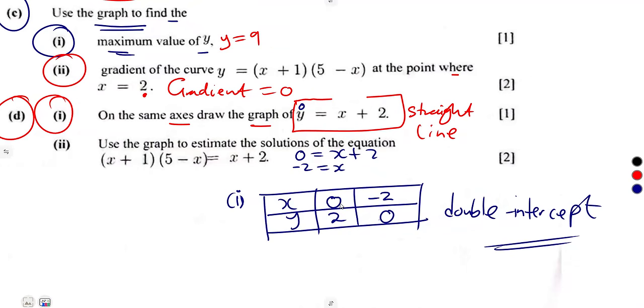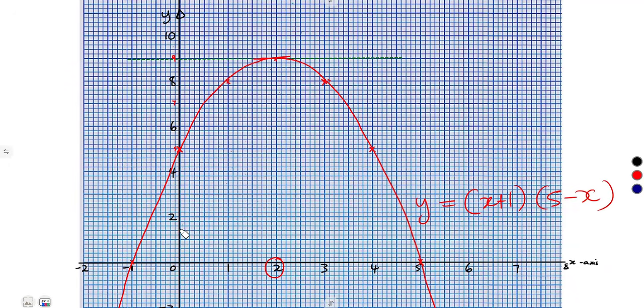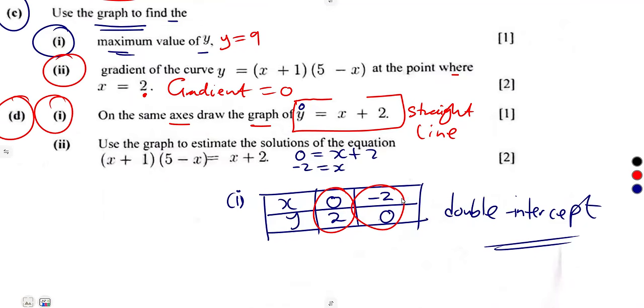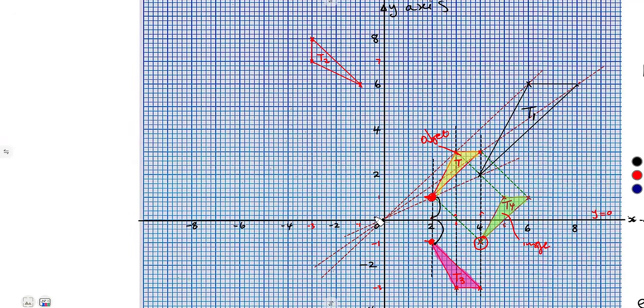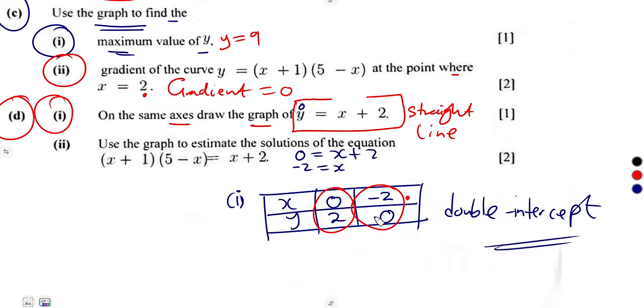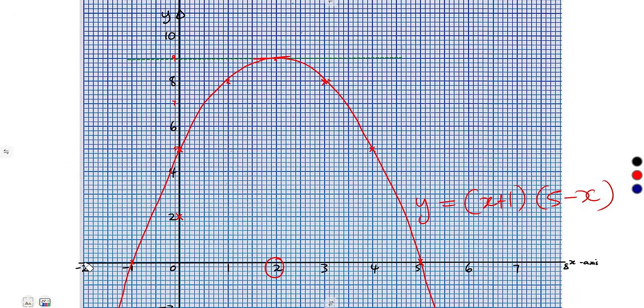But double intercept is just this condition. When x is 0, you find the value of y. When y is 0, you find the value of what? X. So mark these points: 0, 2, that's 0, 2 here on the y-axis. You mark that point. And another one is minus 2, 0. X is minus 2, y is 0. Minus 2, 0 here. That is where you're going to have the point.